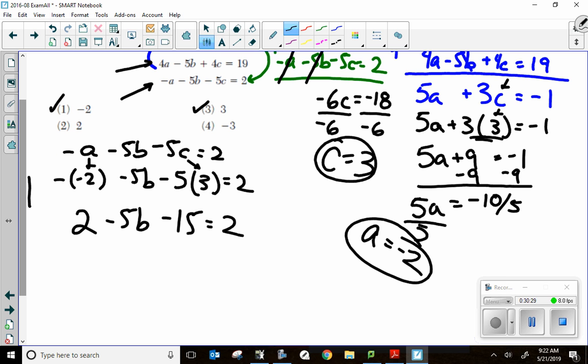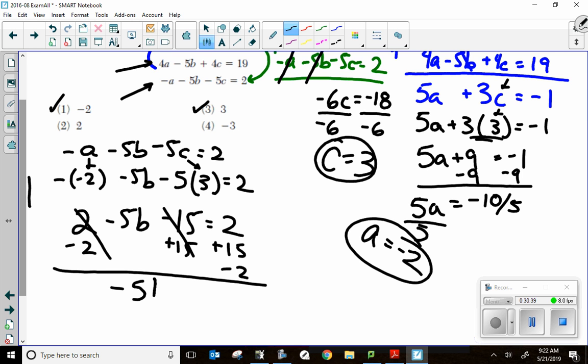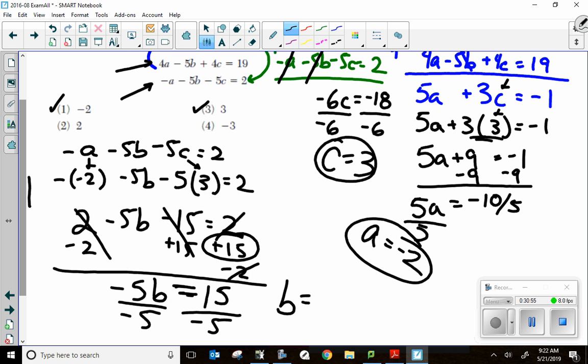Let's combine some things. Let's add 15, add 15. Let's subtract 2, subtract 2. Bang, bang, we got -5B equals, my 2's cancel, 15. All right, I like what's happening here. If I divide by -5, B will equal a negative divided by a negative. Right? No, that's a positive. That's the equal sign. That is -3. That is a correct answer. 2 is the only number that is not in the solution set.